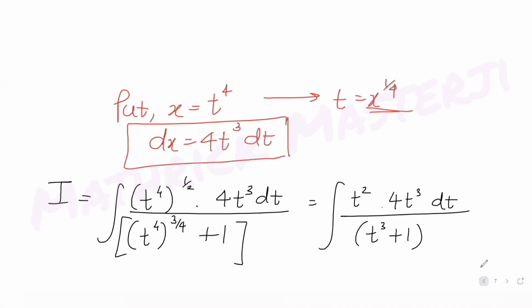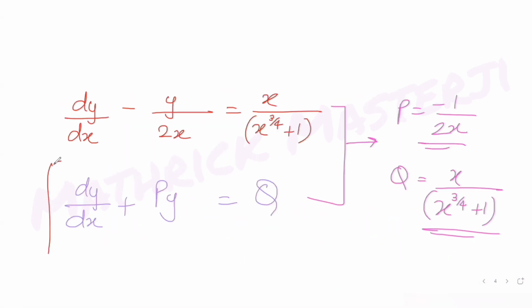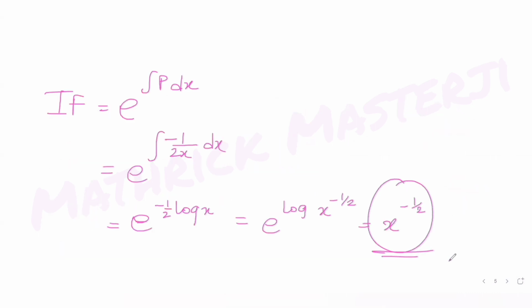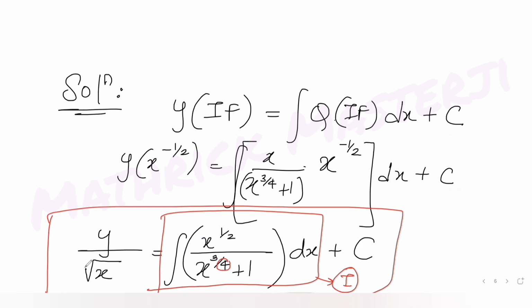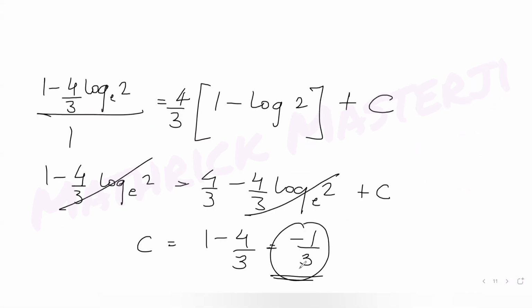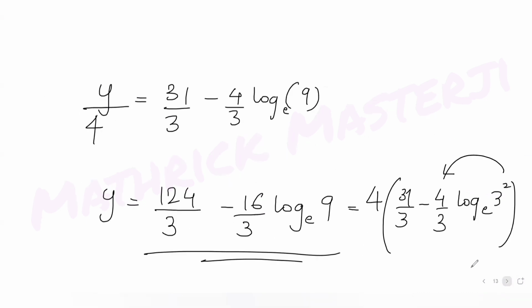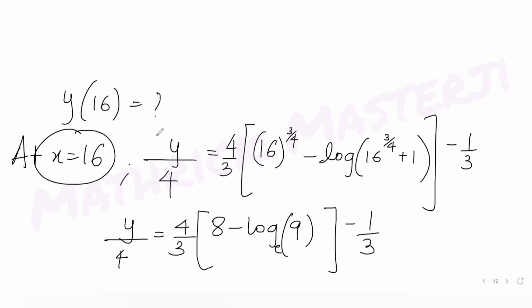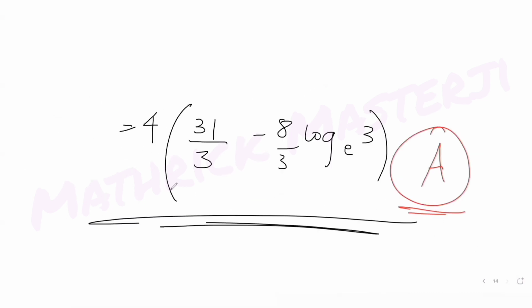So first we converted our entire differential equation in the form of dy by dx plus Py equals Q. Once we did that, we solved for the integrating factor, getting x raised to minus half. Then we used the solution of the differential equation. We got this entire equation. We solved for this integral I, and further when we solved it, we got the solution. Then we solved for c and we got the value of c as minus 1 by 3, putting x equal to 1 and y equals 1 minus 4 by 3 log 2 base e. Once we got the value of c also, we put x equal to 16. We found the value of y and that turns out to match with option A. So A becomes the correct answer for the question given to us.